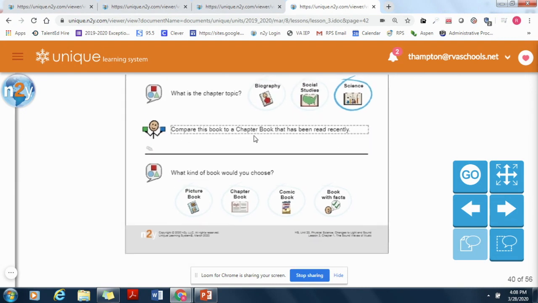Compare this book to a chapter book that has been read recently. So I want you to just discuss with your family what chapter books you've read recently and how you compare them. What was the same about it and what was different? And then with your family, discuss what kind of book you would choose. Would you choose a picture book, chapter book, or comic book with facts? So you decide what type of reading you like.